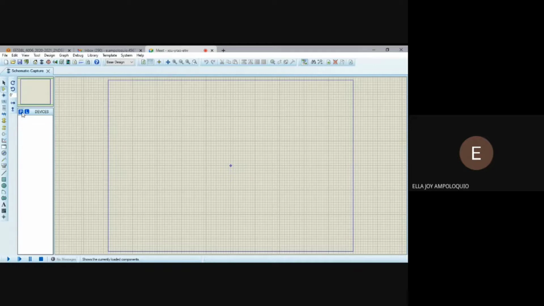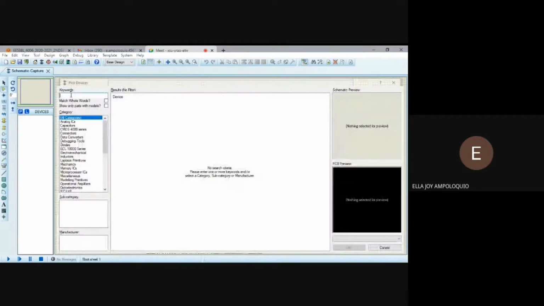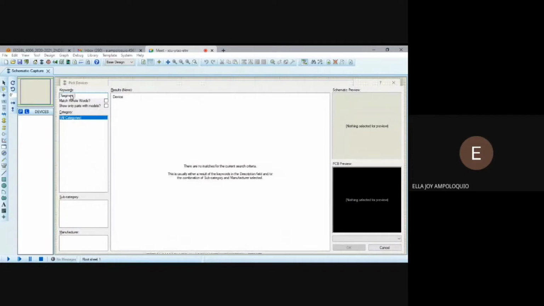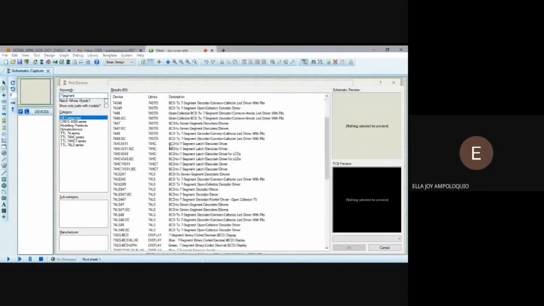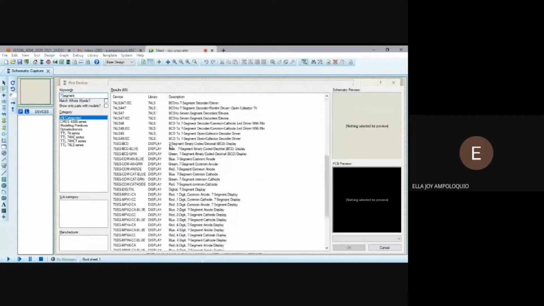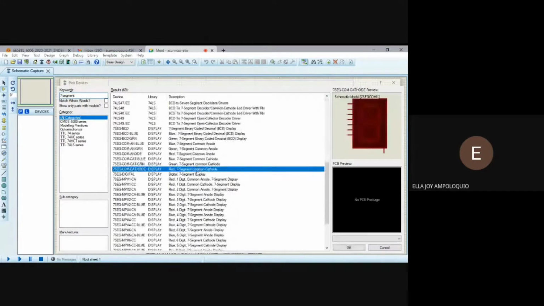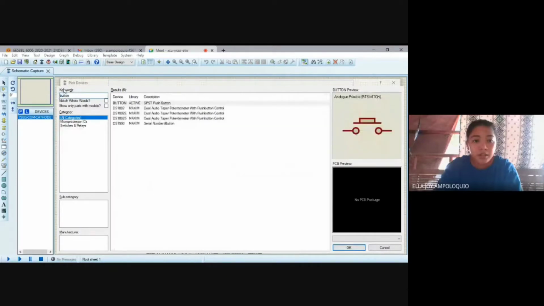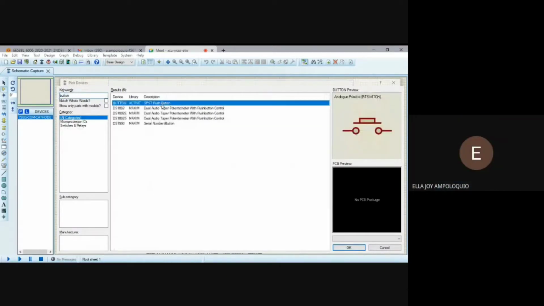So, let's have the 7 segment display, the red one. Then let's have the push button.